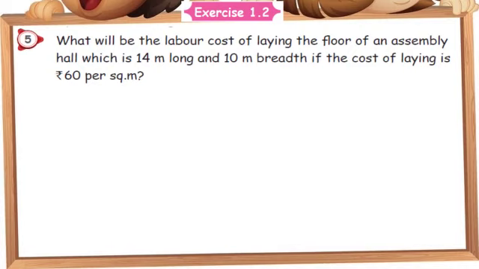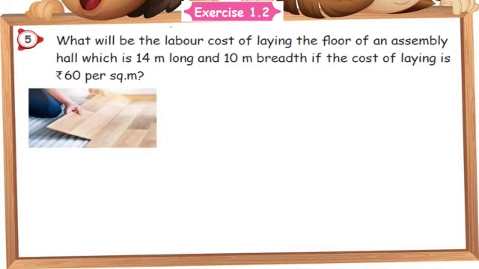Fifth sum. What will be the labor cost of laying the floor of an assembly hall which is 14 meter long and 10 meter breadth if the cost of laying is rupees 60 per square meter? So here what is given? It's laying the floor. It might be tiles or else it might be cement. It doesn't matter. Just we need to find out the area only. Be careful on that. They didn't give us a perimeter or area. We need to find out from the clue. So try to read the questions carefully.